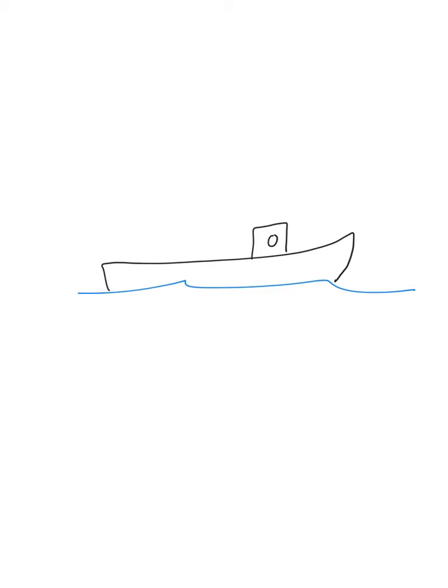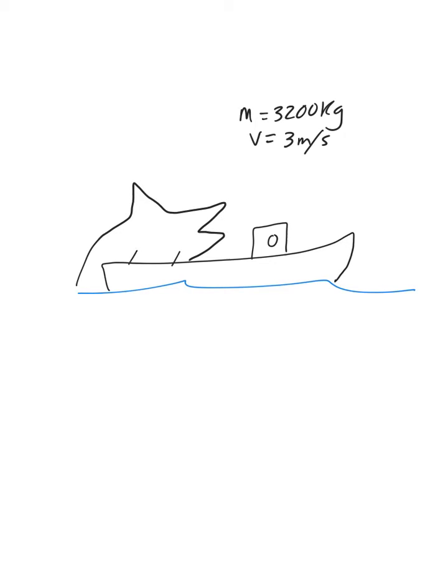Okay, so here we have a boat, and the boat has a mass of 3,200 kilograms, and it's originally moving forward with a velocity of 3 meters per second. And then all of a sudden, a huge great white shark is going to jump onto the boat. The great white shark has a mass of 1950 kilograms, and the shark has a velocity of 1 meter per second forward. Okay, and the question is, what is the new velocity of the shark-boat system?